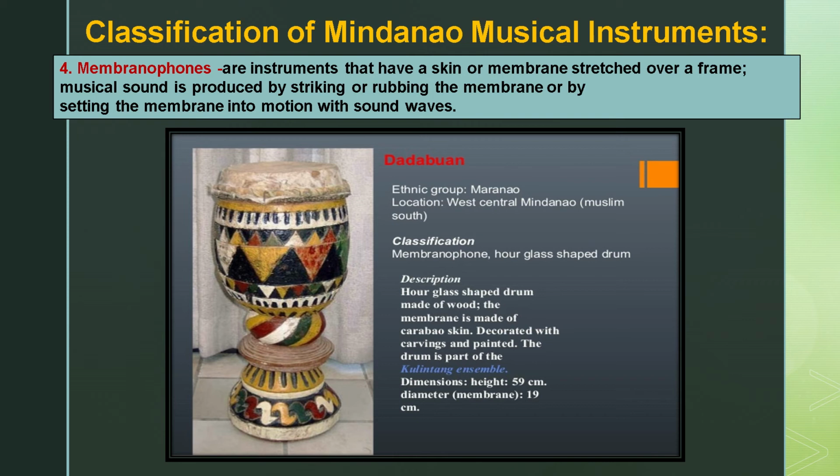This one is made of wood, wherein its membrane on top is made from carabao skin. Once an instrument has a membrane of an animal, or if it is made from animal skin, it is called a membranophone.